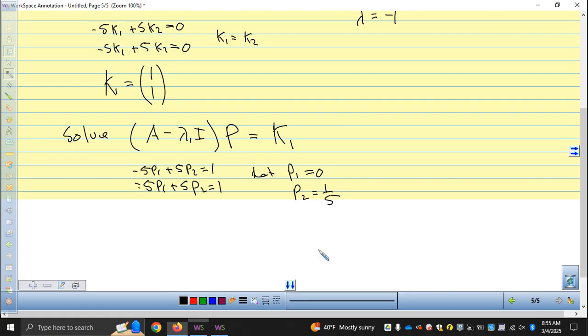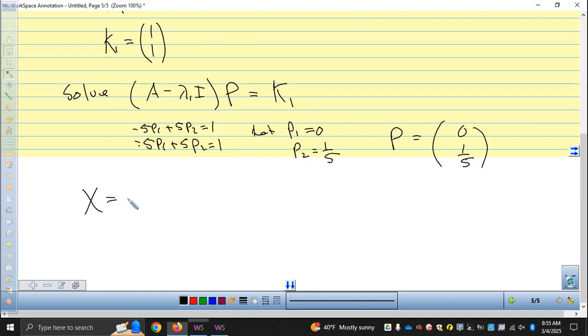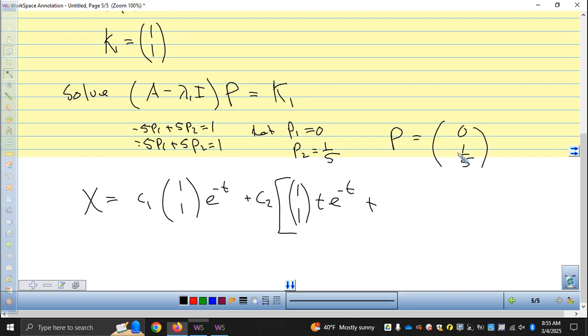There are other ways we could have done it. That's just the way I chose to do it. So our p vector is 0, 1/5. And our solution then is x equals c1 times k e to the minus t plus c2, and I get two terms in here. I get this vector, k t e to the minus t, plus this vector, 0, 1/5, e to the minus t. And there's our solution.